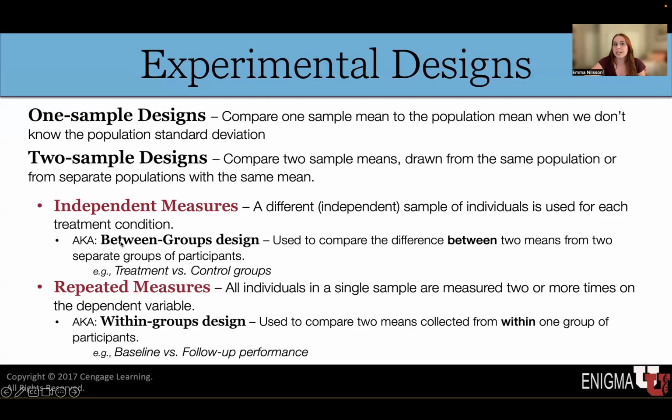We can either do this through an independent measures test, which is where we have a different or independent sample of individuals used for each treatment condition. We often will call this a between groups design because we use this to compare the difference between two means from two completely separate different groups of participants. An example of this would be a treatment versus a control. You have one group that is your control, and then you have a completely separate group that you do the treatment on, and you compare the means of those two samples. That's an independent measures or between groups design.